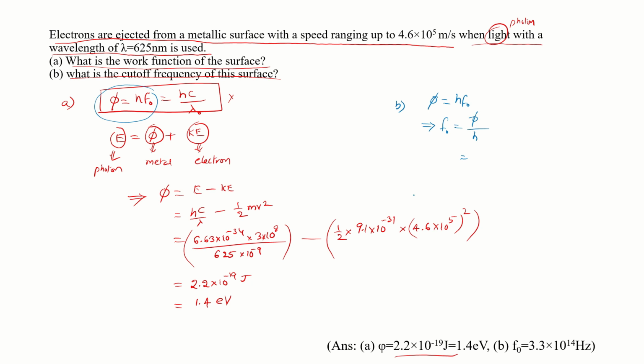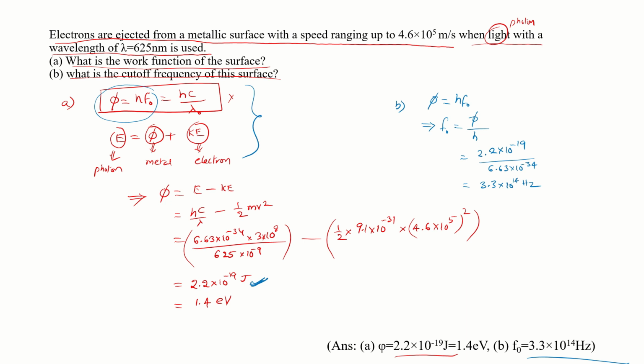So work function, now we need the joules only. Whenever we use the formula, we use joules only. That is 2.2 times 10 to the power of minus 19 divided by 6.63 times 10 to the power of minus 34. So the frequency is around 3.3 times 10 to the power of 14 hertz. Problems will be very easy only when you remember the basic formulas.